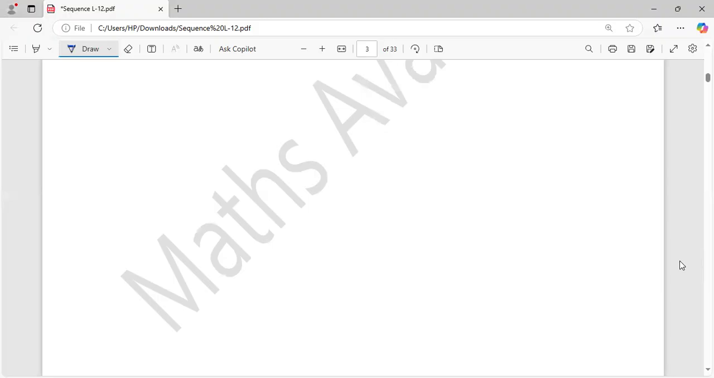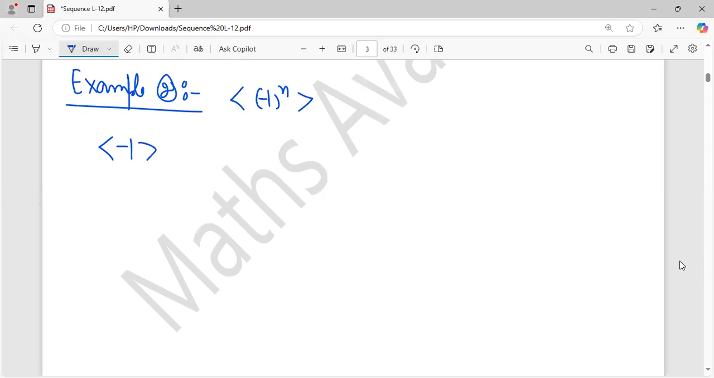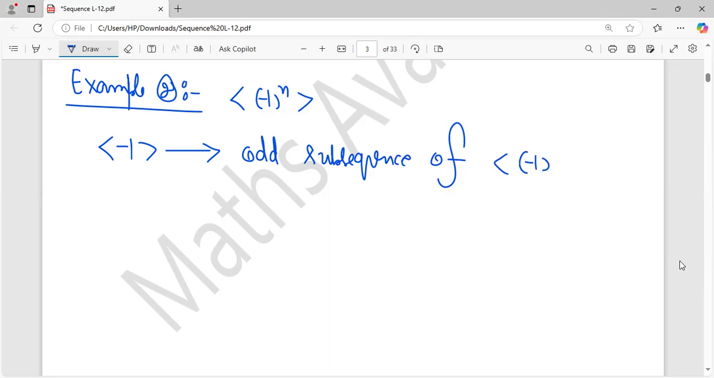Example 2. I am taking this sequence, so this is minus 1. This is the odd subsequence of this. And what is the even subsequence?